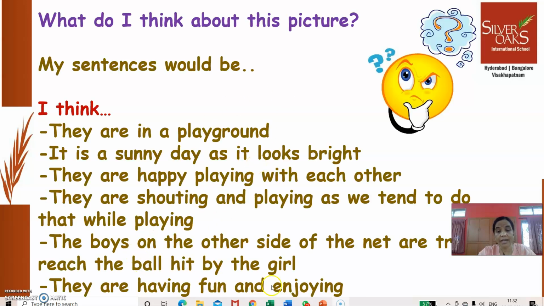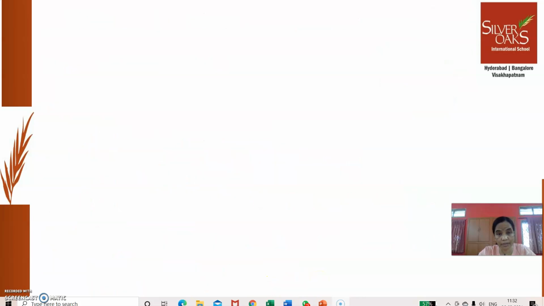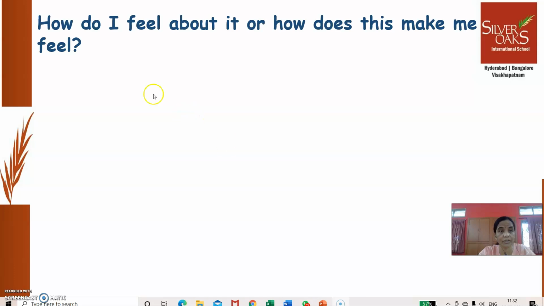What was the last sentence? I scrolled too fast. They are having fun and enjoying. Yeah, looks like they are having fun. So, yeah, I think so. They are having fun. Or maybe they are just pretending, I'm not sure.